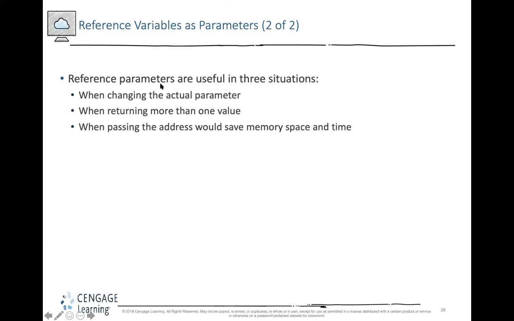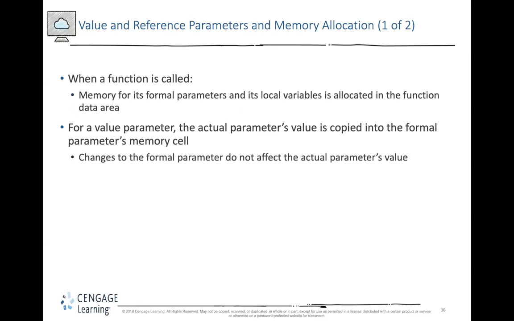So it mentioned, it may be useful in these situations if you want to change the actual parameter or the argument in the invocation of the function. You want to return more than one value. Now, as I mentioned, there's an alternative there. You can use tuples, or if you have structures or objects. And of course, if you're passing by the address only, you may save memory space or may save time because you no longer make a copy of the value.